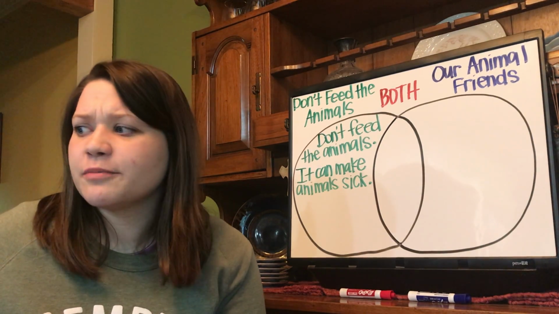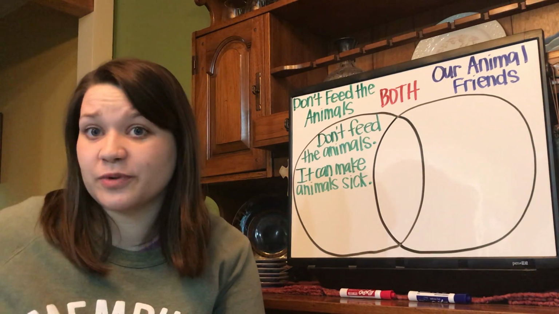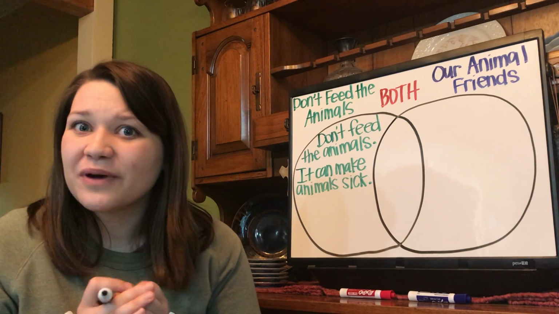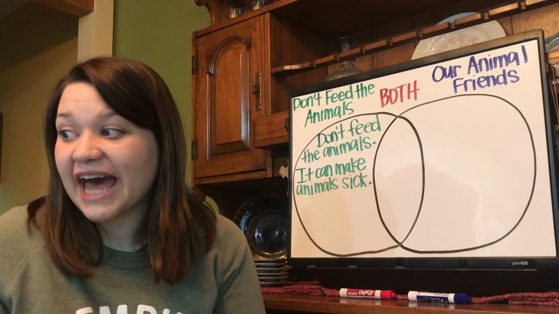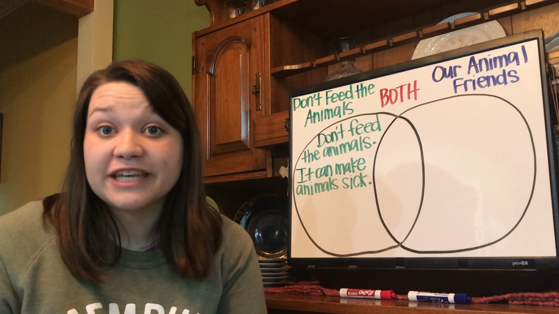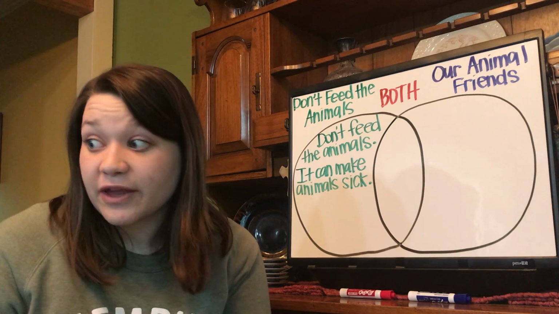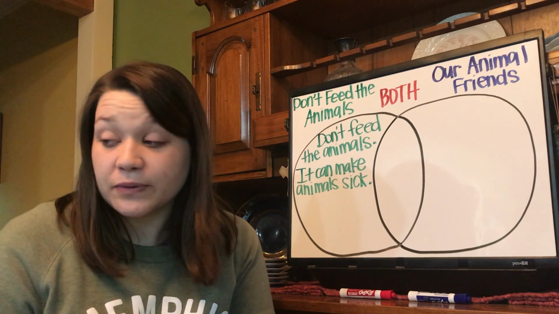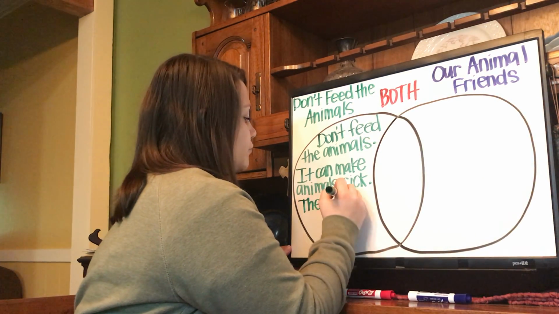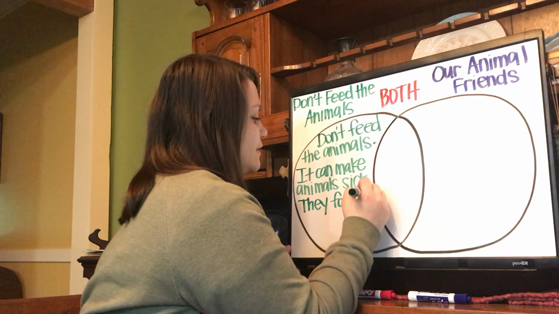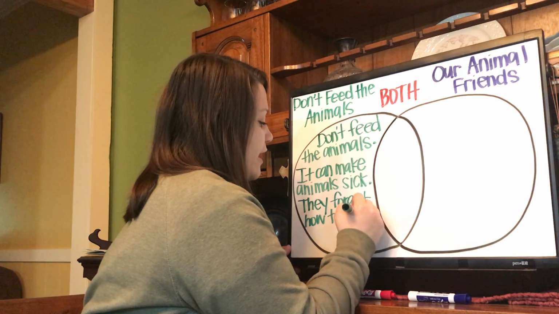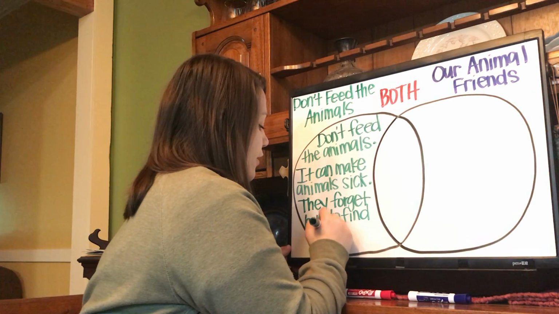Okay, that sounds really important, but that's a lot to write down, and I don't think I have any room, so I'm going to try to shorten that. Basically, what I heard the author telling me was that if we feed the animals, then the animals forget how to find their own food. They don't know what to do when no one's giving them food. So I'm going to say they forget how to find their food.